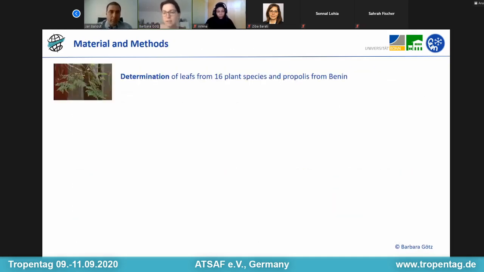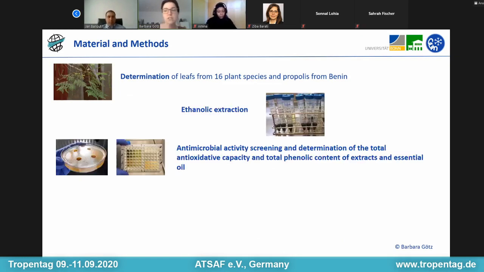So quick to let you know what we did. We have 16 plant species where we collected leaf materials that we dried, and then we did ethanolic extractions of those with 70% ethanol. These ethanolic extractions we screened for antimicrobial activity. Therefore, we did the agar-well diffusion assay to have a brief idea if there's activity, and afterwards we determined the minimal bactericidal concentration, which is the lowest concentration you need to kill the bacteria.